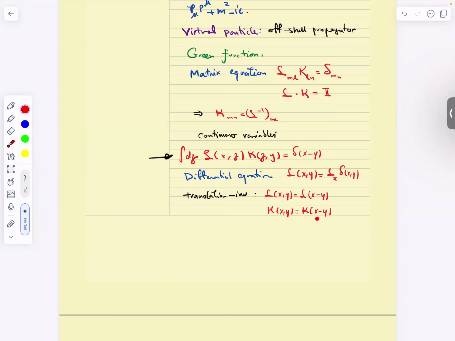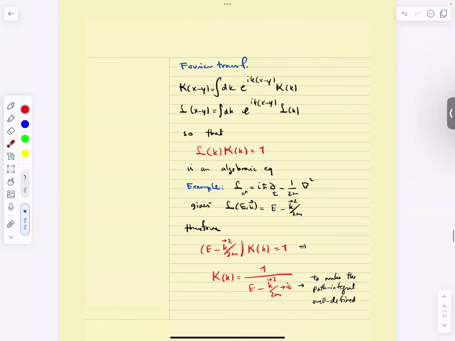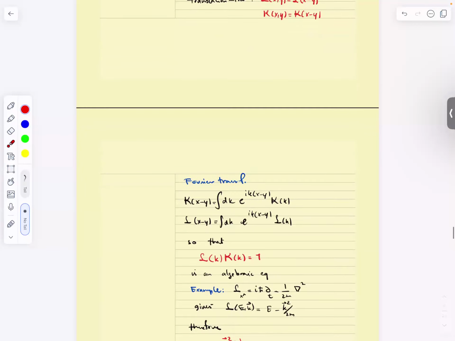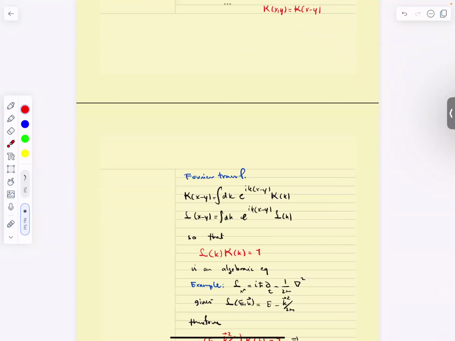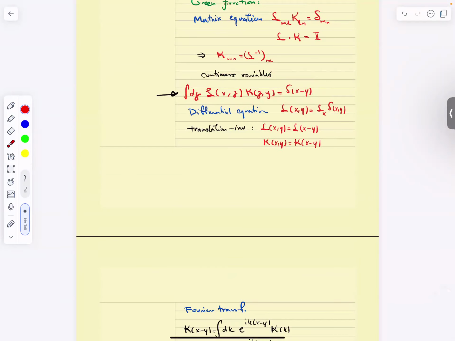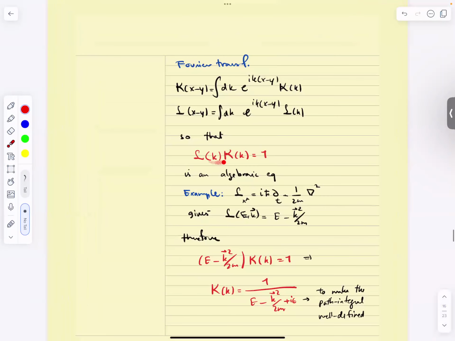And then K, you could take it to be only a function of x minus y, for translation invariance. You end up with the following setup. So let's Fourier transform K(x-y) and L(x-y). This relation after Fourier transform gives you L(k)K(k) = 1. This is just a Fourier transform of this expression and of this. All right. So indeed, once you Fourier transform, it is pretty clear that L is like 1 over K.